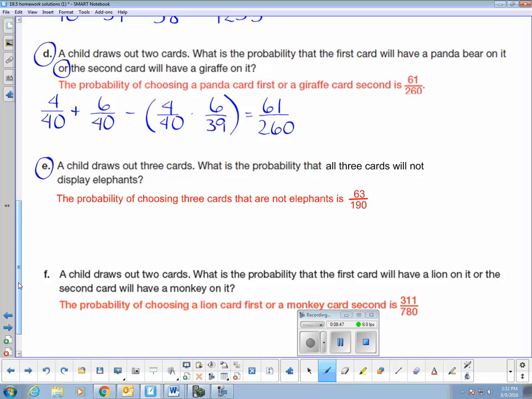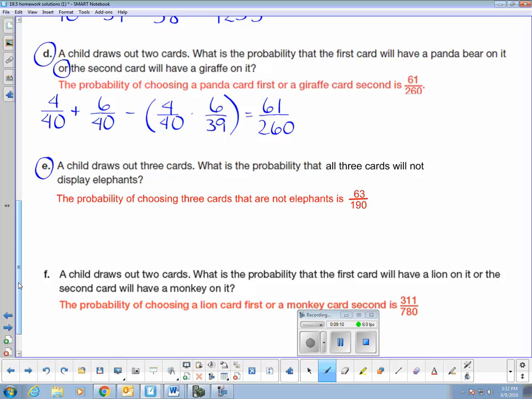Okay, we're going to pull 3 cards, and we're looking for the probability that all 3 cards will not display an elephant. So this would be the same as pulling a card that's not an elephant, and then pulling another card that's not an elephant, and then pulling a third card that is not an elephant. So we're going to use the AND rule.